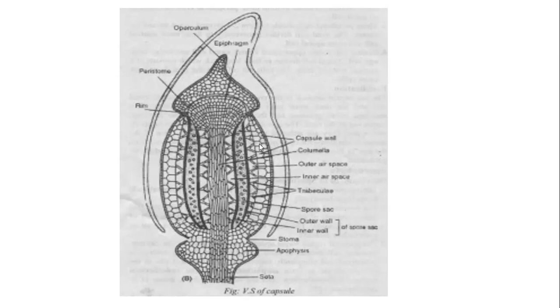So, these trabeculae are enclosing the spore sac on either side. See, the trabeculae are on either side of the spore sac. So, they act like a shock absorber. That means they are giving protection to the spore sac. Whatever the wind current, whenever it comes, these trabeculae will absorb that and protect the spore sac from any damage. So, that is the main function of the trabeculae here in the theca region.